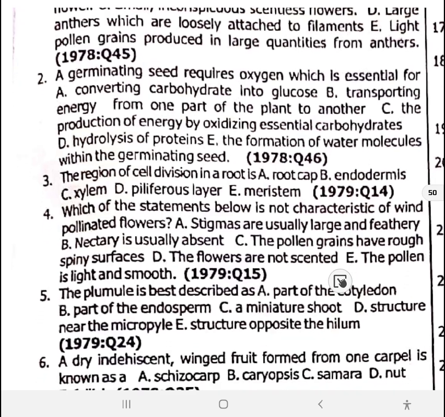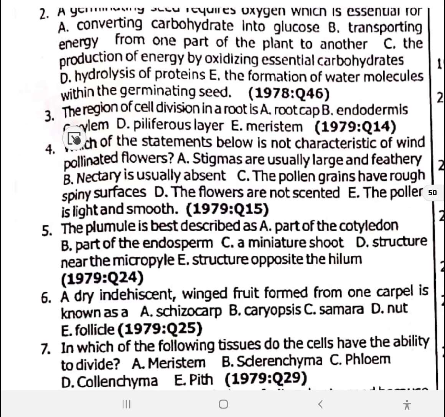Number 3, the region of cell division in a root is, option E is the correct answer, meristem. But I'd like you to jot this down. Meristem contains cells capable of cell division. These cause growth at the apices of root and stem, also called apical meristem. Apices is spelled A-P-I-C-E-S.